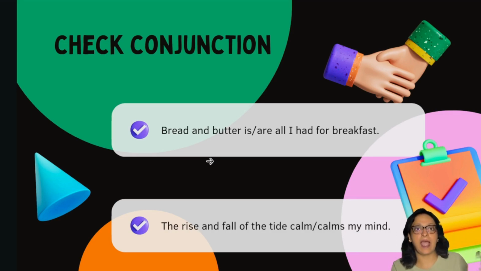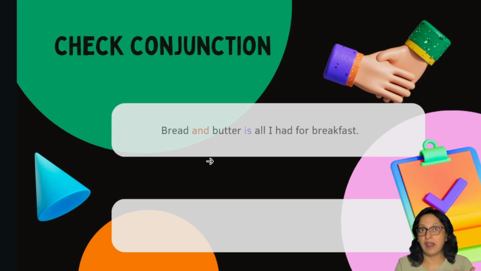Now, just like that, this entire movement, we are not talking about the rise separately and the fall separately, but we are talking about the movement of the tide. That is something that calms my mind. That is what I want to mean. I'm not talking about rise and fall separately. So I want to convey a singular idea, that is the movement of the tide. Therefore, again, in this sentence, we have the rise and fall of the tide calms my mind.